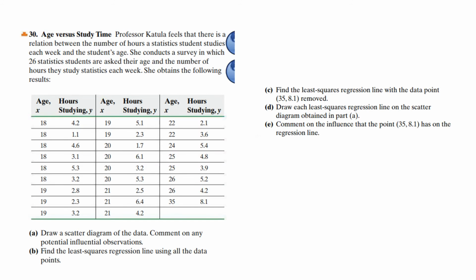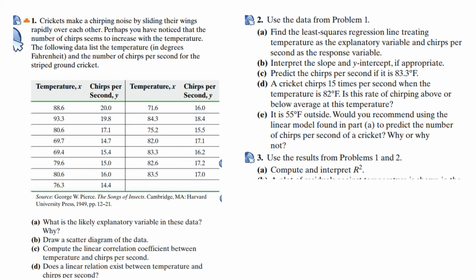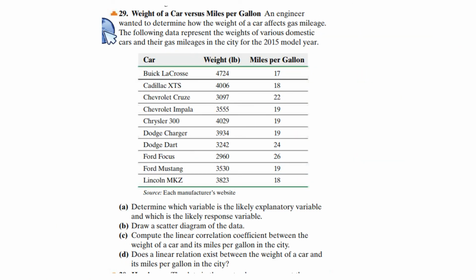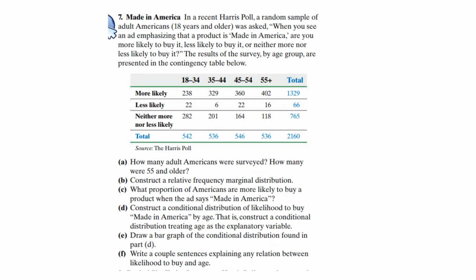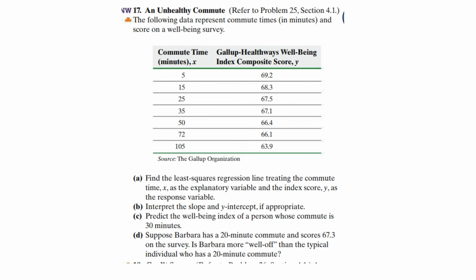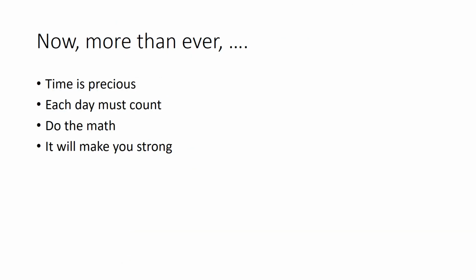We do have other problems to try, and some of these are regression problems, and some of these are contingency tables. Here is a regression equation to work on. This is the one we actually did, and the other one, don't worry about that. Here is another regression problem dealing with the weight of a car versus miles per gallon. Here is a contingency table to do. And here is another regression problem. Please give some of those a go, or more in your book.